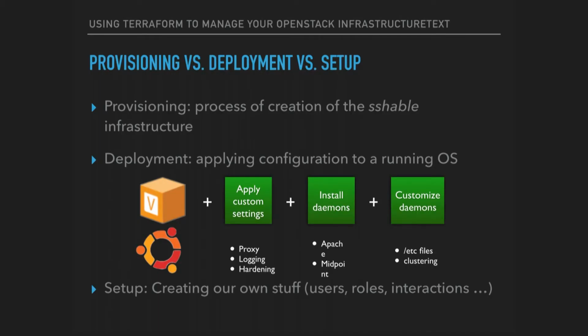To explain some vocabulary, provisioning, for the topic of this talk, is the process of creation of SSHable infrastructure. So at the beginning you have the login and the password, and at the end you get an IP address where you can SSH. It's a little bit contradictory to what I said before, but I don't SSH, machines do SSH for me. And deployment is the part when you apply configuration to any running operating system. So you got an Ubuntu image that is plain without any configuration.